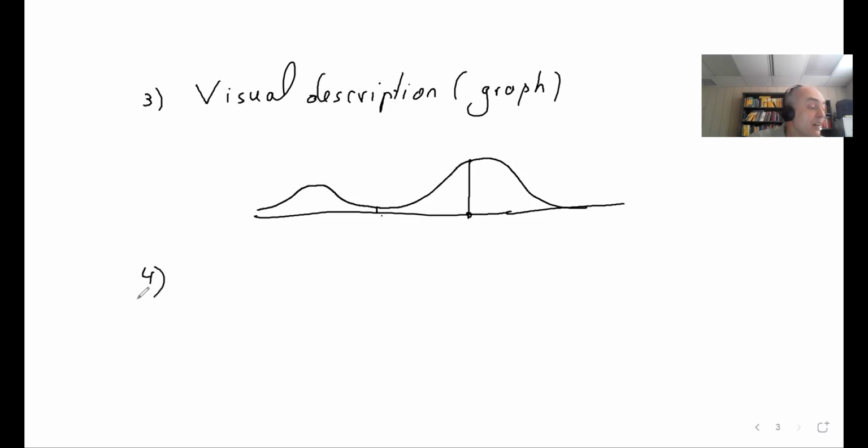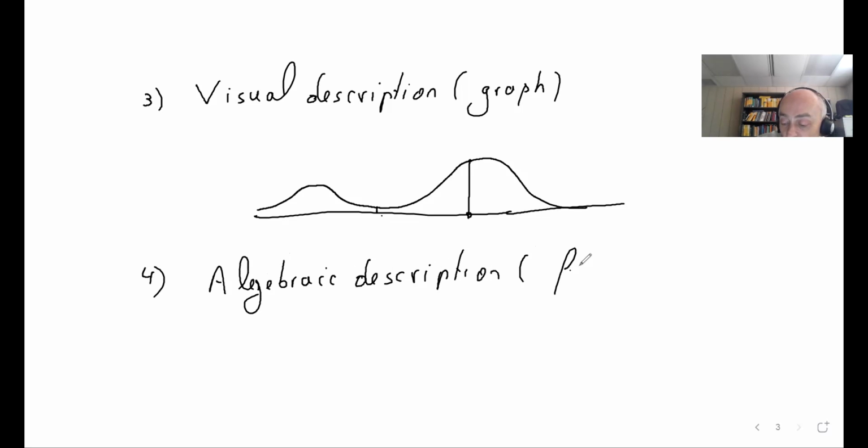And finally, the one that's most useful for us is the algebraic description. And this is the one that I always talked about. So, algebraic description by a formula. And I would say that this is ideal.